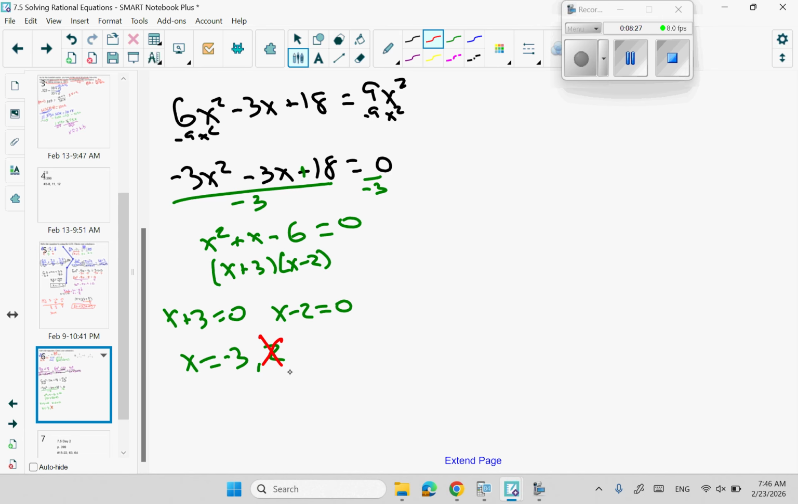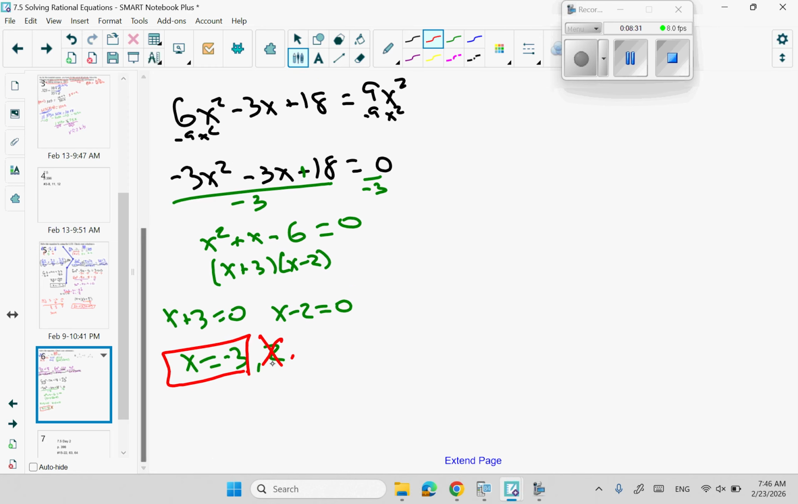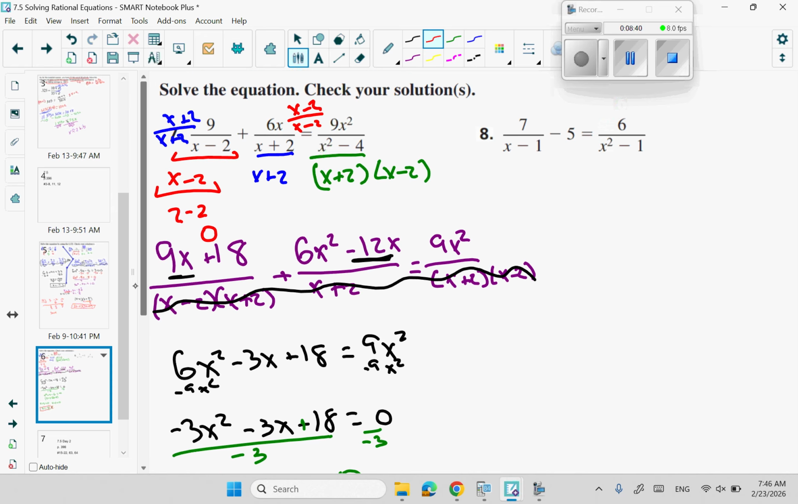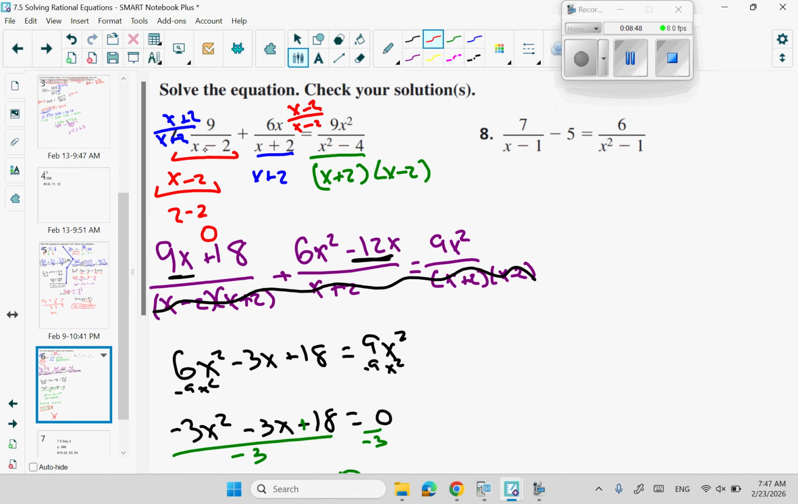However, positive 2 is actually not a solution. The reason it's not a solution is if I were to plug 2 into this one right here, what's 2 minus 2? Well, that would be 0. And remember, you can never ever divide by 0. So you have to be careful that you might get some weird things. In fact, if I were to graph this, 2 would be a vertical asymptote from last chapter.